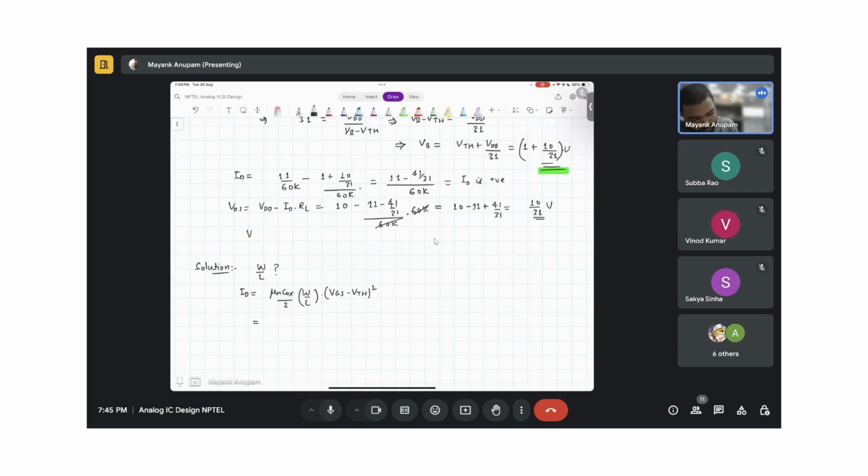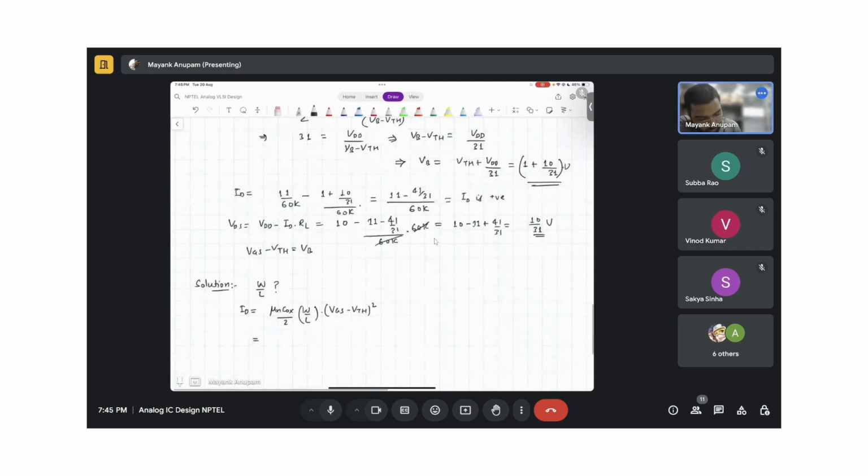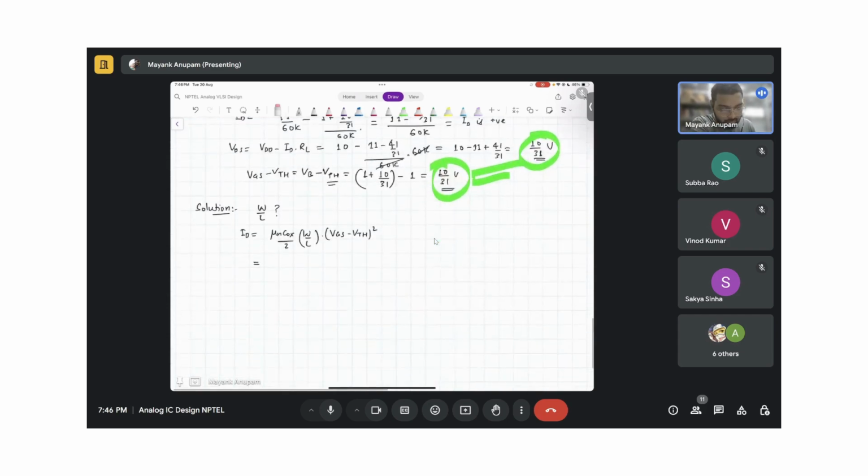And tell me what VGS minus VTH is. So VB is this much, so this is VB minus VTH. VTH is equal to 1 volt, right? So if you subtract 1 from this one, you'll again get the same thing. So these two are equal, which means that the transistor is biased at the edge of saturation, isn't it? So this assumption is fine.